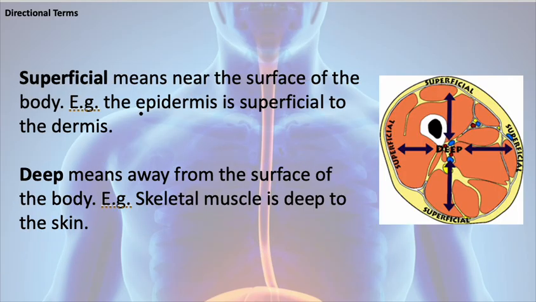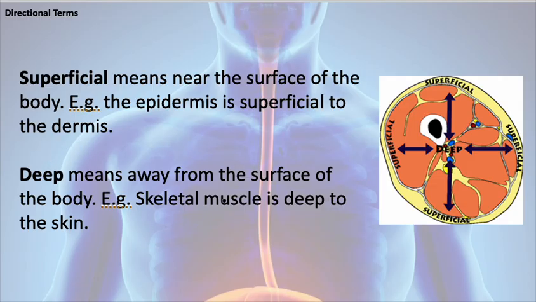Now, superficial and deep. A prime example of this is if we think about the skin or the internal organs. Superficial just means near the surface of the body. So the epidermis, epi meaning above, the epidermis is superficial to the dermis. The dermis is the middle layer of the skin. And the hypodermis would be considered deep to the dermis. The hypodermis is below the dermis, so the deeper layer of the skin. Hypo means below. So deep means away from the surface of the body.